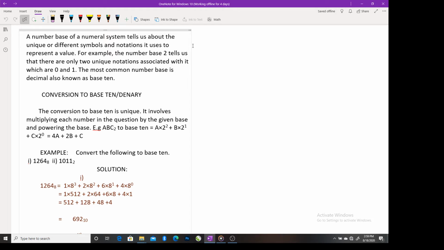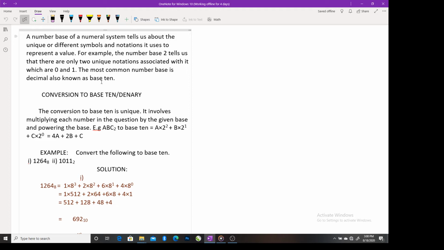A number base of a numeral system tells us about the unique or different symbols and notations it uses to represent a value. For example, the number base 2 tells us that there are only two unique notations associated with it, which are 0 and 1. The most common number base is decimal, also known as base 10. Binary, from the word bi, meaning 2, is base 2. Base 10 can also be called denary.